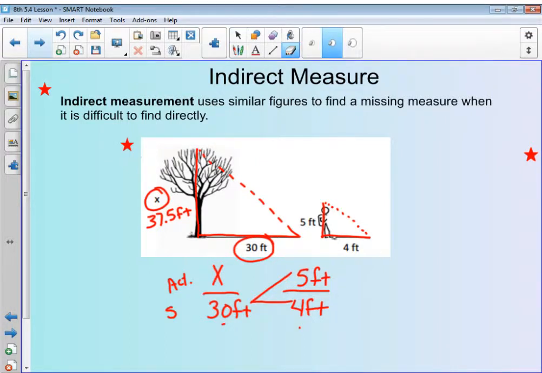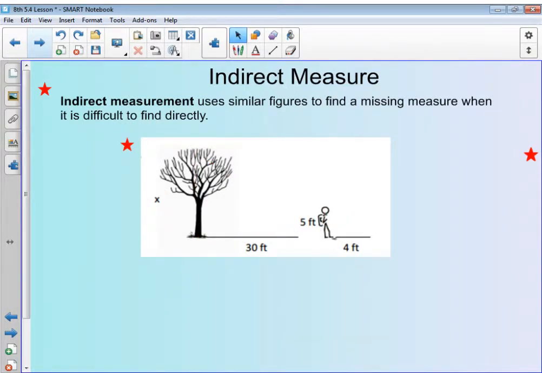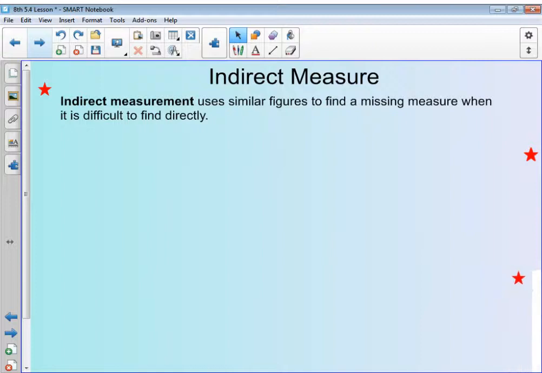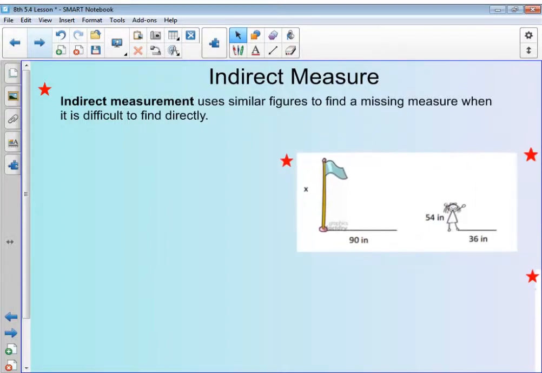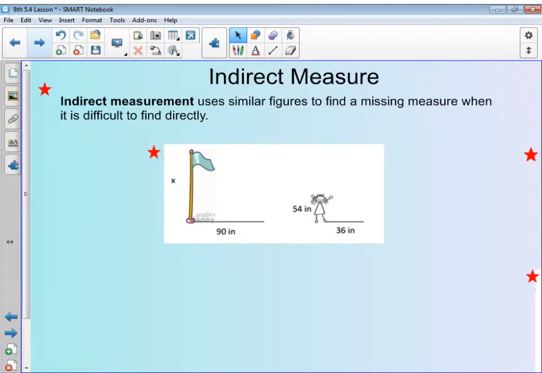Okay, so let's go ahead and try another one. Indirect measure, just where you can't actually measure it. So you're using another situation here. We're using the shadow to be able to measure it. Okay, so we have a flagpole and we have a shadow and then a person and a shadow. This time we're just working in inches. Okay, so once again, we're creating a similar triangle when I connect the tops to the ends of the shadow.